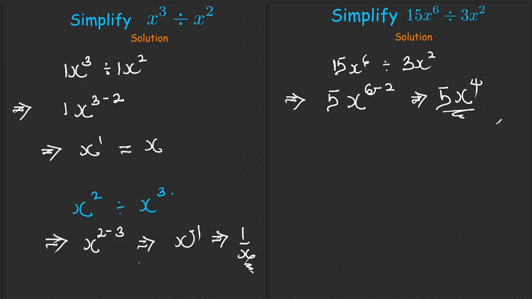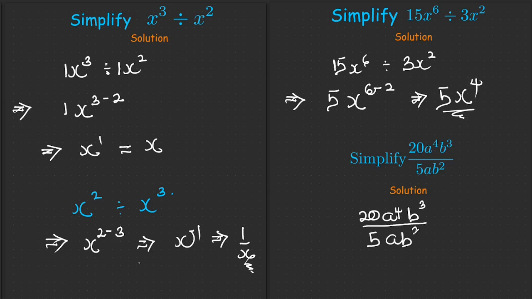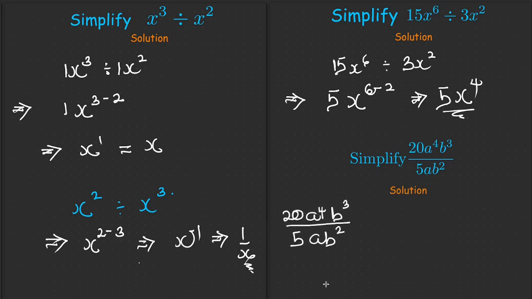As simple as that. Now, there are cases where instead of the division sign being written like this, it is written as a fraction. And those ones are also very, very simple to work with. To take such an example, let's try this we have over here. It says 20a to the power 4, b to the power 3, all over 5ab squared. Most of the time, if you have it of this form, it is very easy if you cancel out. What do I mean by that?